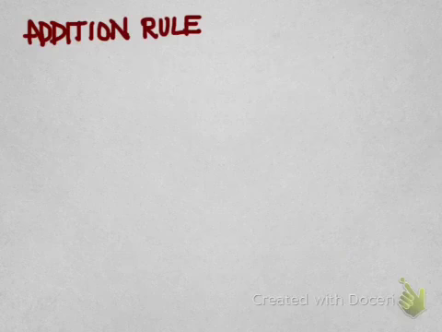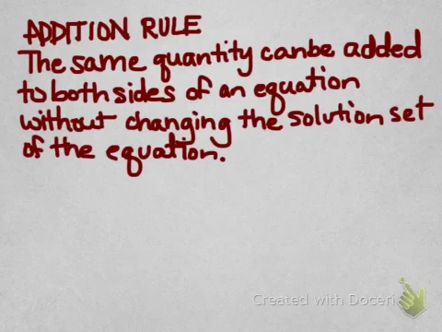So we have a couple of rules. The addition rule: the same quantity can be added to both sides of an equation without changing the solution set of the equation. So you can add or subtract from both sides without changing the value or the solution set.